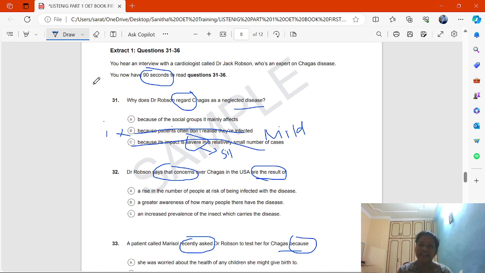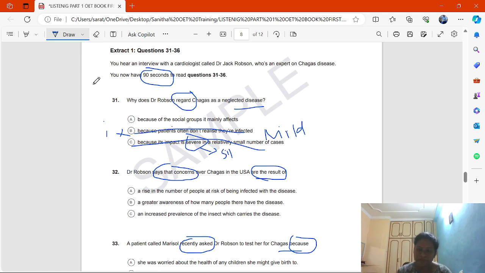So that is the regard Dr. Robson is mainly discussing in this audio. Regard Chagas as a neglected disease, that's the reason he is saying it. Yeah, because of the social group it mainly affects.